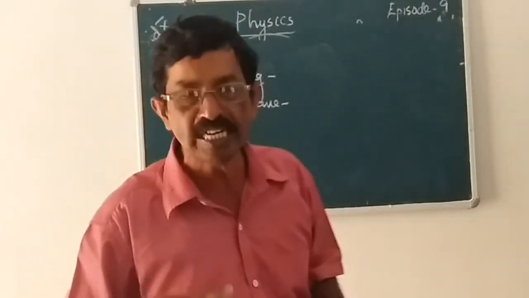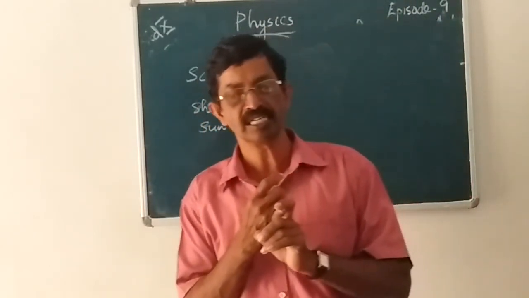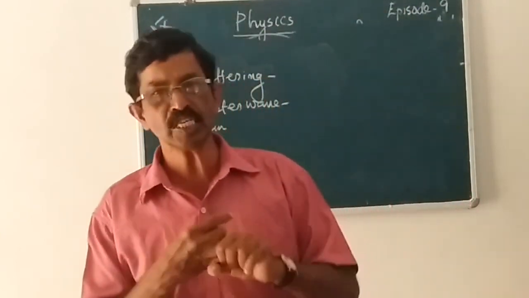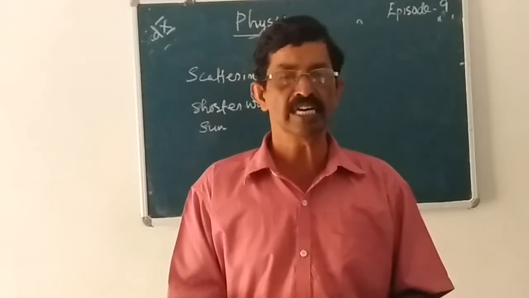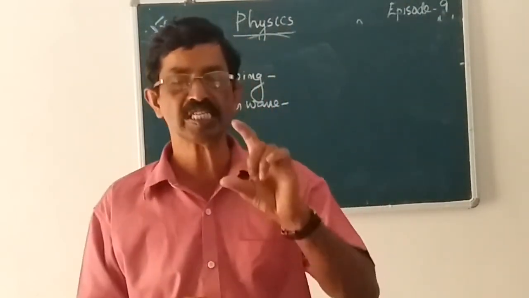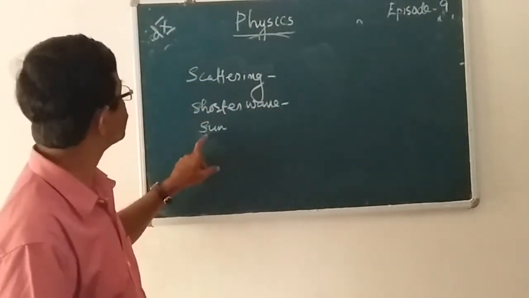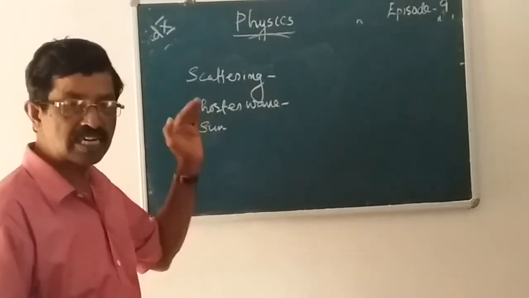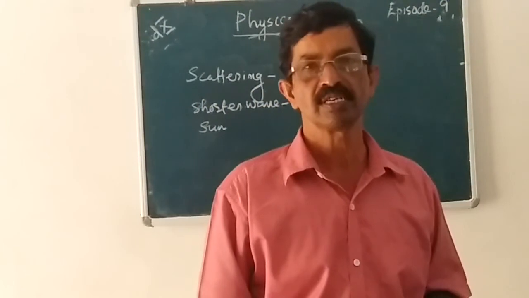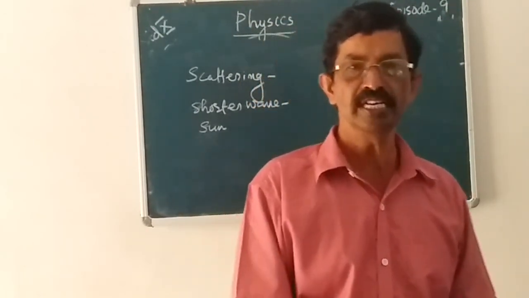Now, what are the things we discussed today? We discussed atmospheric refraction. Then the twinkling of stars, which is due to atmospheric refraction. This atmospheric refraction is also the reason the sun's disk appears in an extended form. Then we discussed scattering, which color is scattered more, and why the sun appears red in color during sunset and sunrise. With this all, we can wind up today's class. Okay.